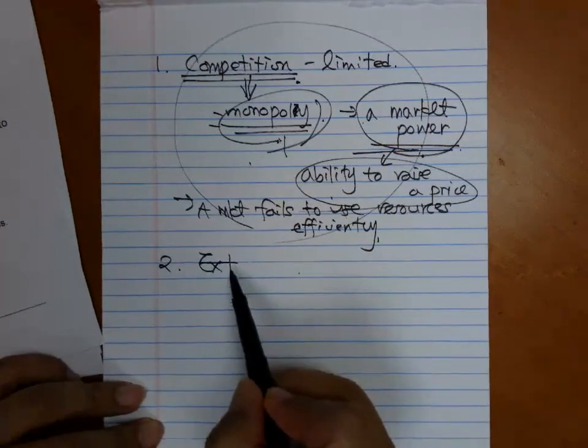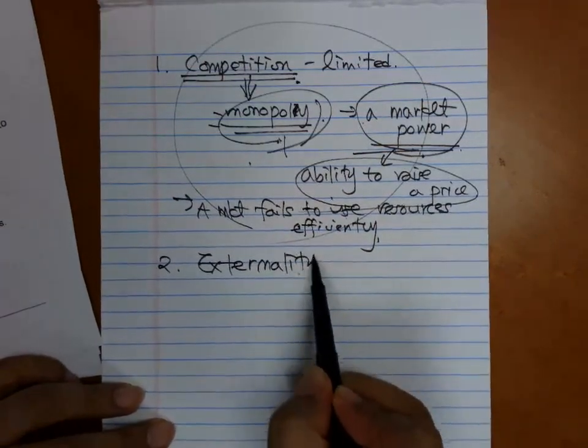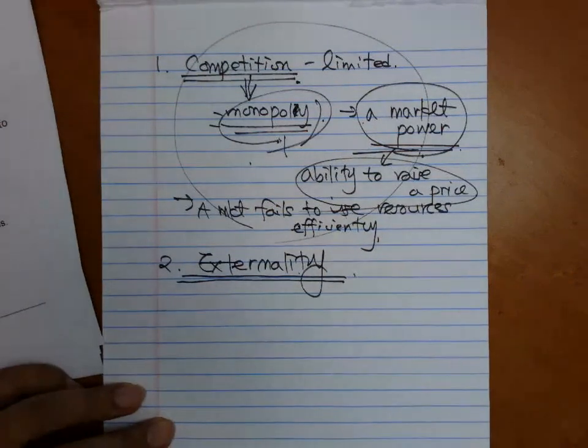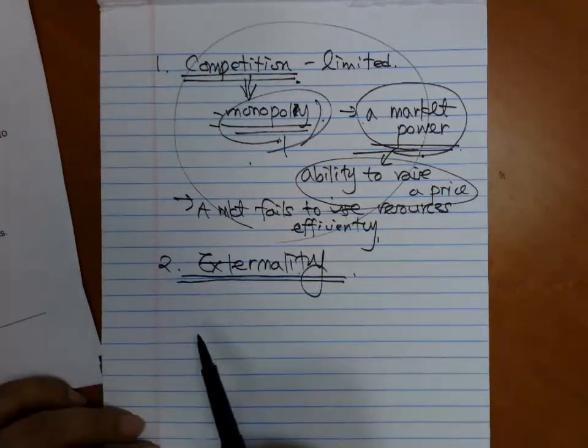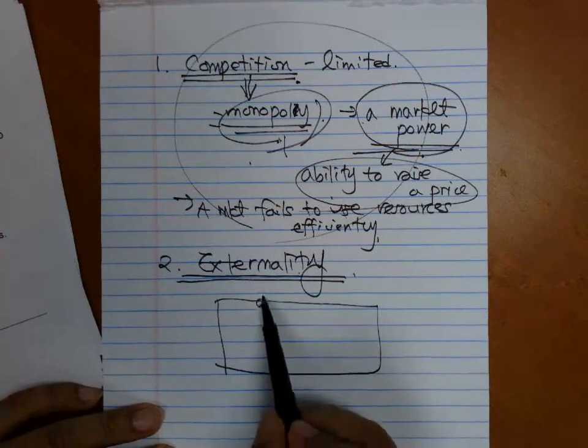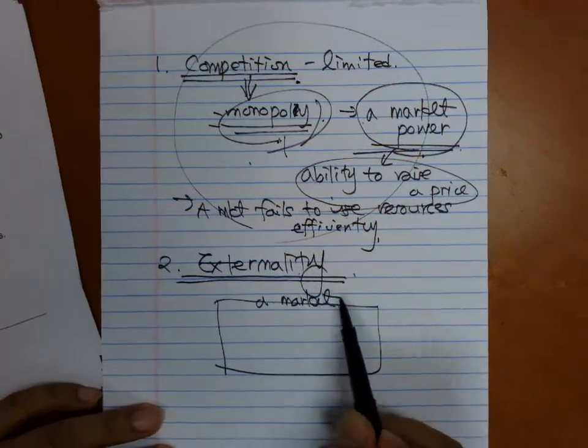Then let's talk about what externality means. In order to understand this externality, let's think about the market. Let's say this is the market, and there are two groups of people. The first one is the buyers. The other one is the sellers.